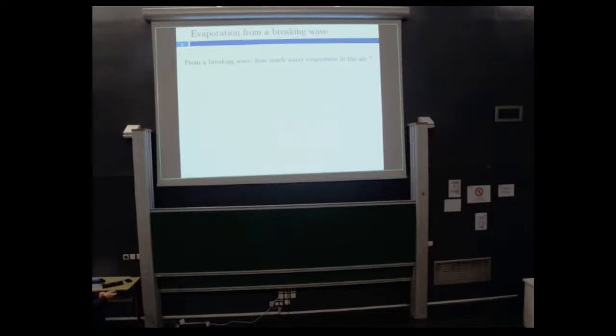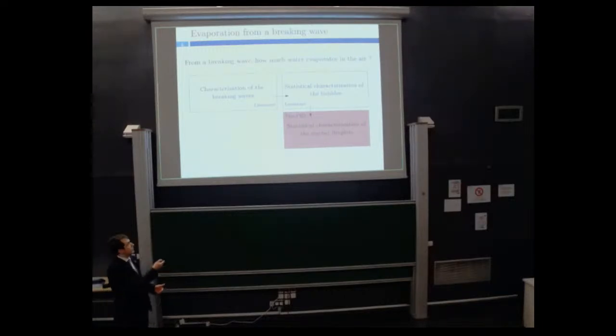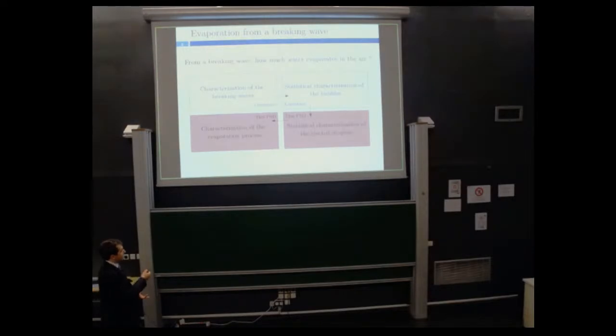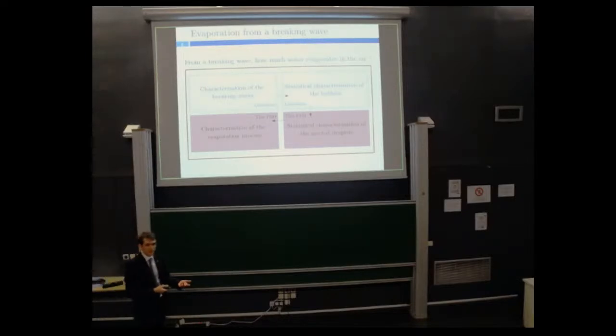To answer this question, we will need several elementary bricks. We start with the fact that we need to characterize the different breaking waves. From those breaking waves, we need to characterize the production of bubbles. From those bubbles, we've seen that they are producing droplets, so we need to characterize the ejection of all the droplets, and that's something we've done during this PhD. And last, I've mentioned the evaporation, so we need to characterize the evaporation process of the different droplets ejected from bursting bubbles. Of course, when you combine these 4 elementary bricks, we can estimate the amount of water that evaporates in the air.